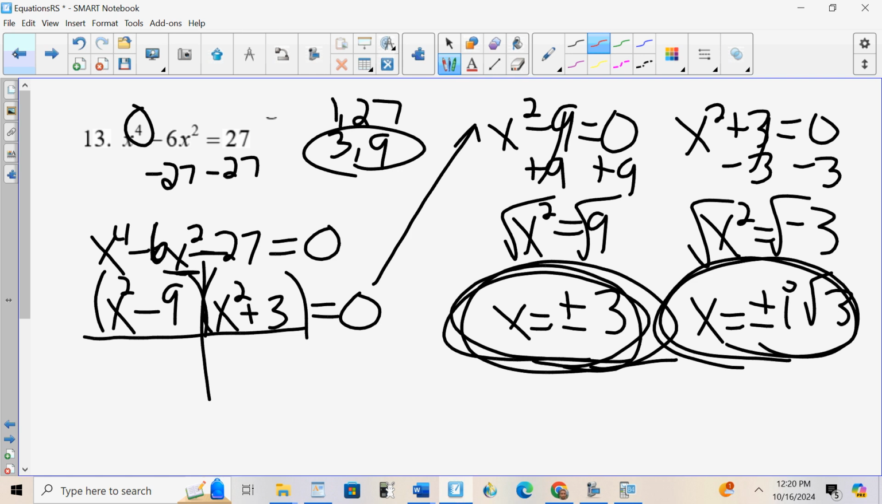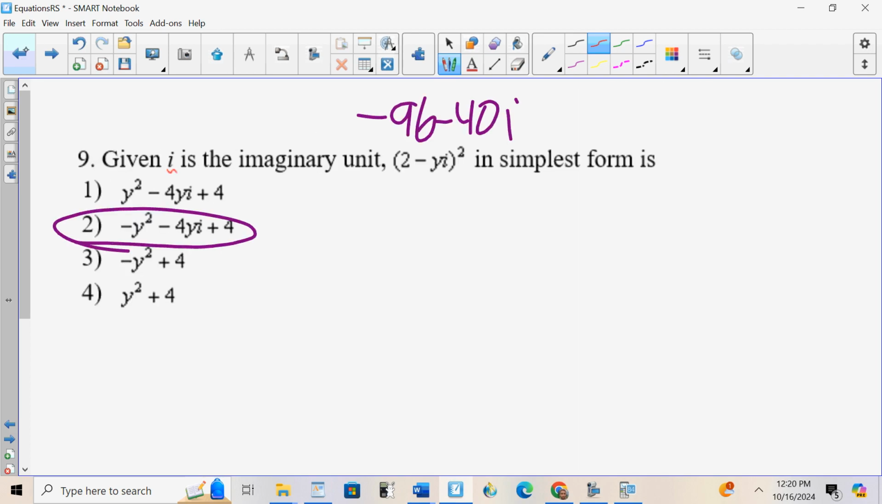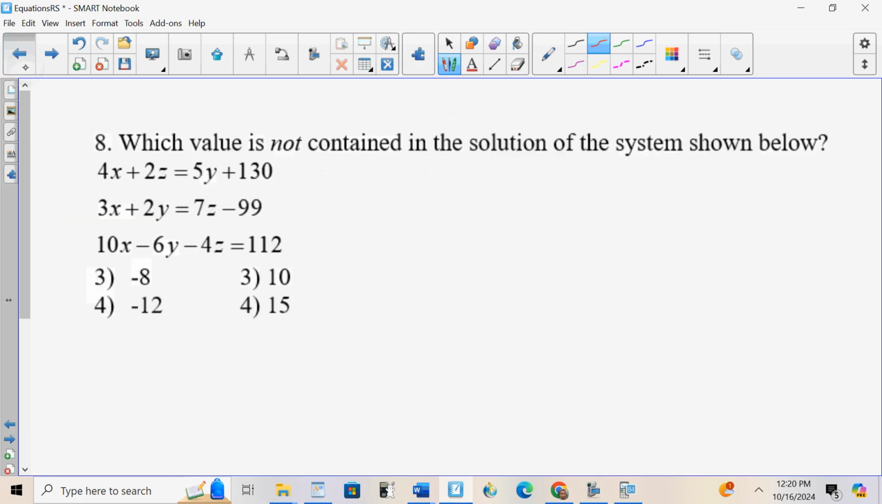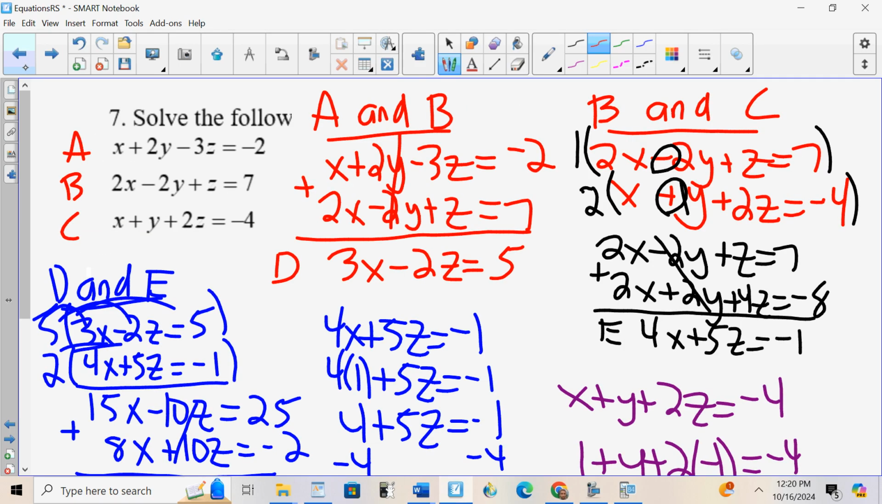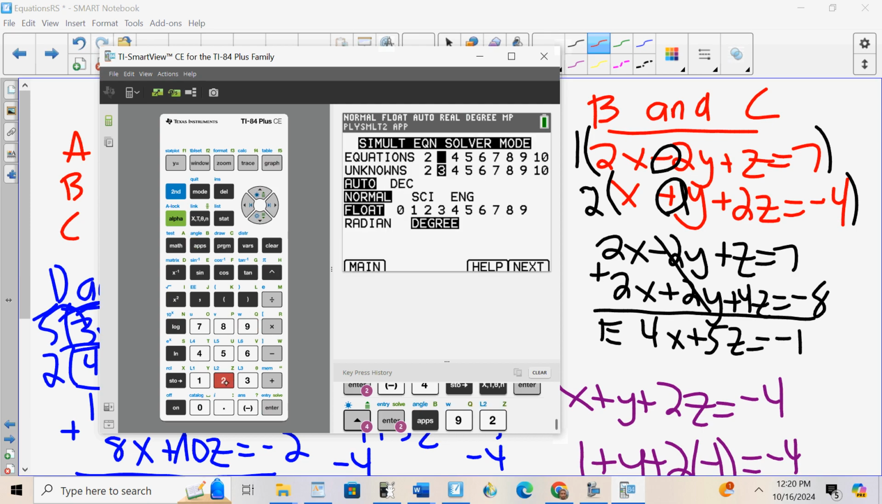For x to the 4th, put everything to one side, factor, and set each factor equal to 0. You will have x squared and x squared, so you will have to isolate and take the square root, and make sure you do plus or minus for each of them. If it doesn't factor and it's an x squared, that's when you do your quadratic formula. If it's multiple choice with complex numbers, use the calculator, type in the original problem, type in each answer, see what matches up. For your 3x3 systems, know how to do it algebraically. Also know how to use your app PolySmlt 2, the simultaneous equation solver.